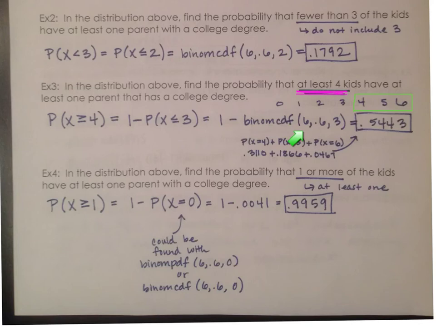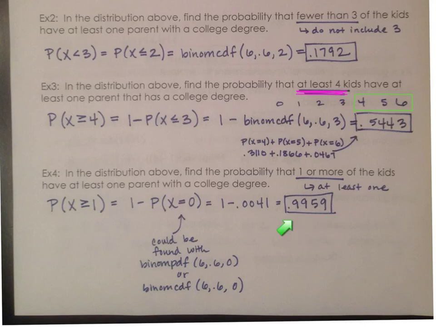The last example here, we want 1 or more kids, so that's at least one of the kids to have at least one parent with a college degree. So that's the probability that x is greater than or equal to 1. As we've discussed, this is 1 minus the probability of none, or x equal to 0. When we find this x equal to 0, 0 is a special case. We actually could use the PDF or the CDF, since the CDF function goes from 0 up to the k value. 0 to 0 would be the same thing as just the PDF of 0. So just something to point out there, and you should get a pretty high percentage for that one.